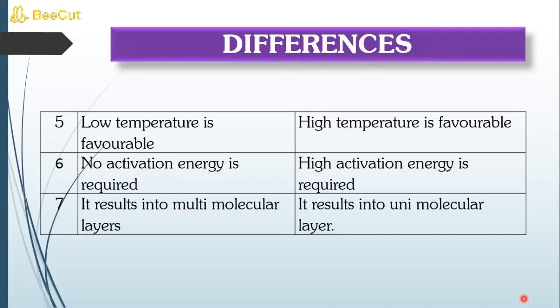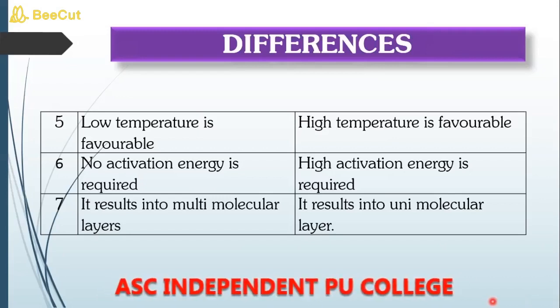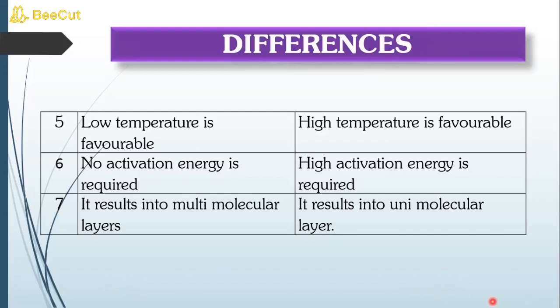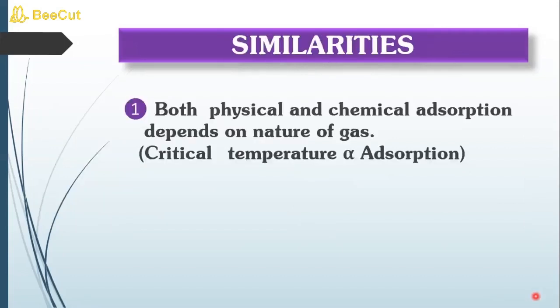The seventh difference is based on layers. In case of physisorption, it leads to a multimolecular layer, meaning assume an adsorbent. First set of adsorbate will come and sit on the surface. After that, second set of adsorbate will come and sit on the surface. And again, this process will keep on repeating. Hence, we call physisorption a multimolecular layer. Whereas chemical adsorption leads to a unimolecular layer.